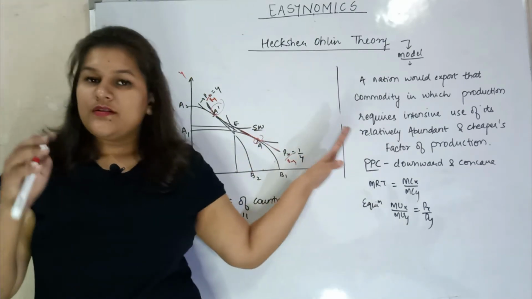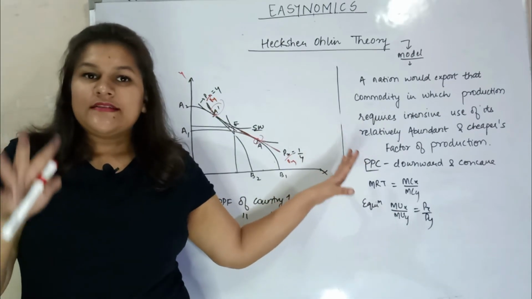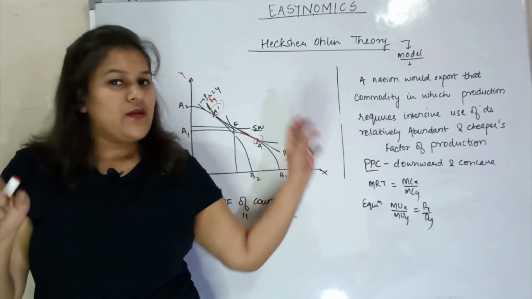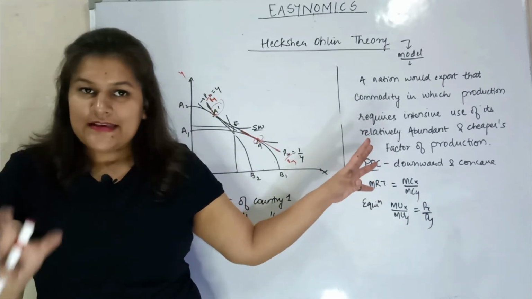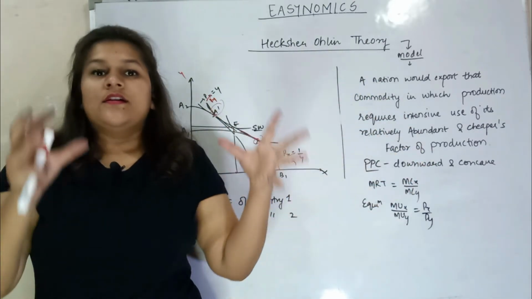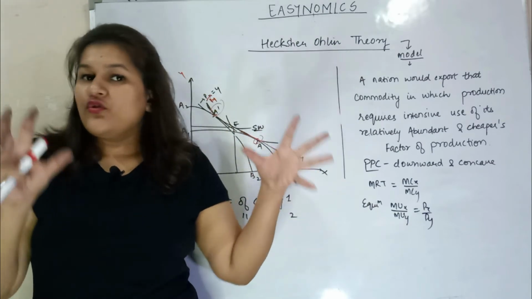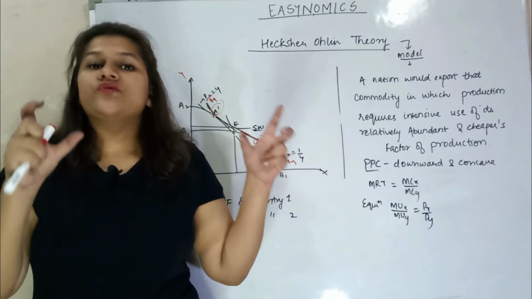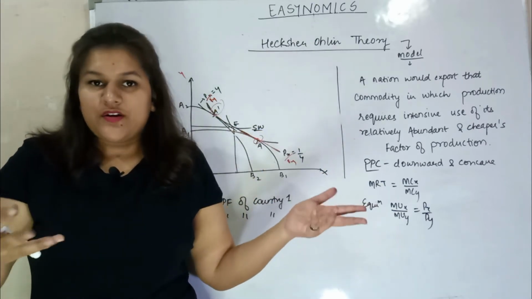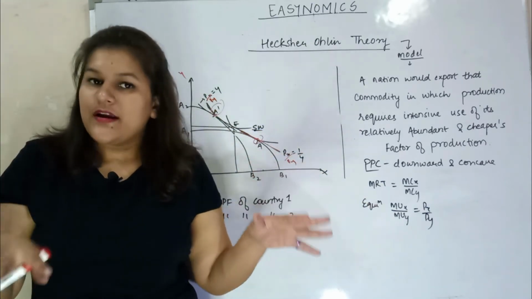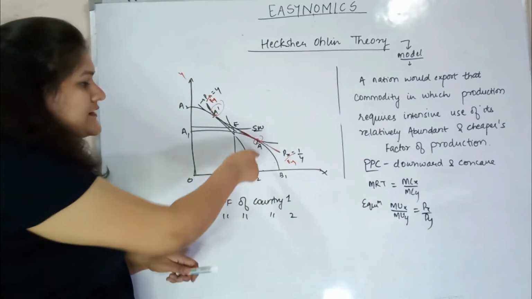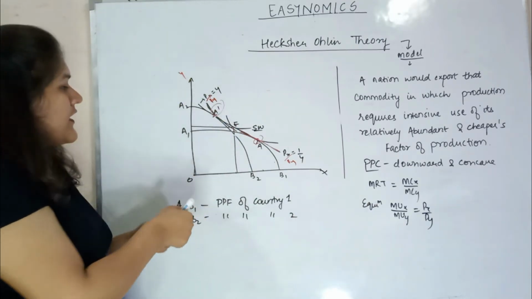We assumed that country 1 is labor intensive and country 2 is capital intensive, and X is labor intensive and Y is capital intensive. So X will be produced in country 1, Y will be produced in country 2, and they will trade. But the catch here is they won't produce only one good, they will produce a combination of two goods. They will produce relatively more of the commodity which requires the factor in which they are relatively abundant.